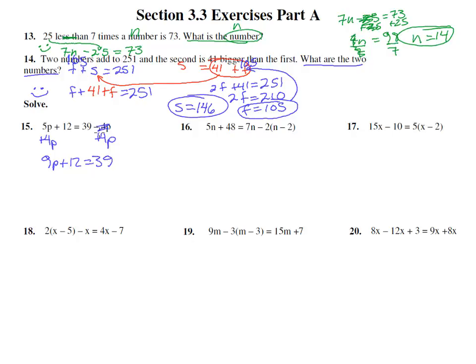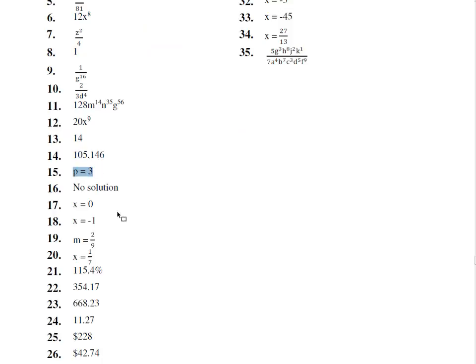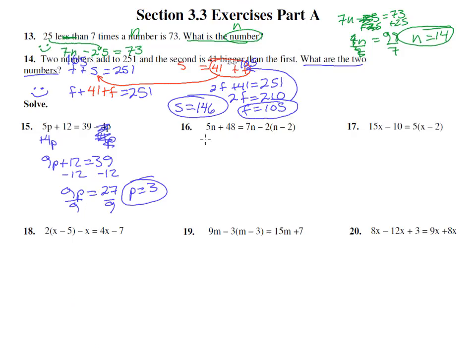And that negative 4p and plus 4p just goes away, cancels to 0. Now the p's are all together. All we have to do is unpeel the addition and then the multiplication. So subtract 12, we get 9p equals 27. Now we can divide by 9, and we get that p equals 3. Let's look and check our answer. P equals 3, indeed.